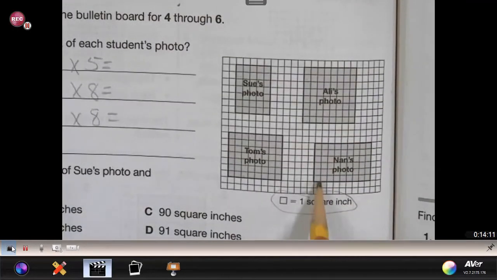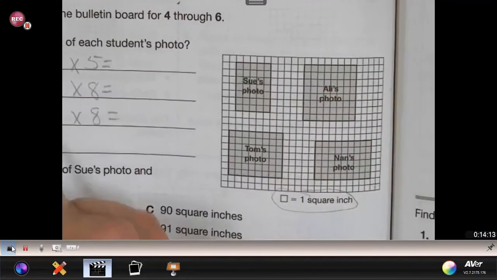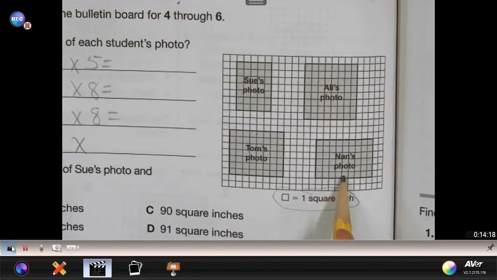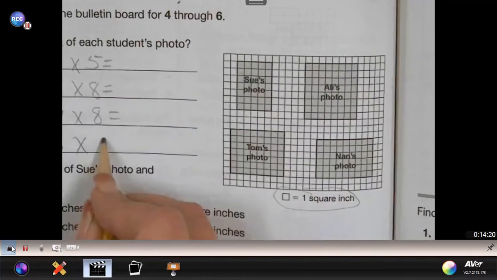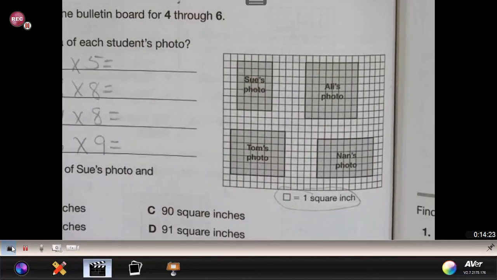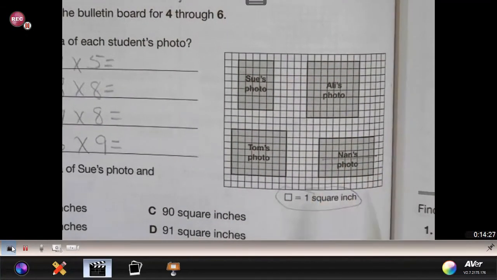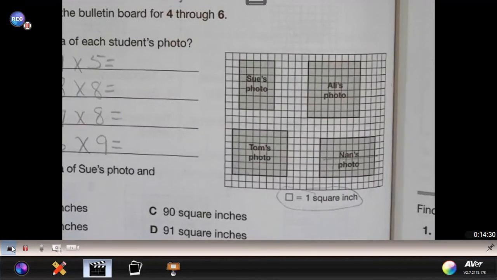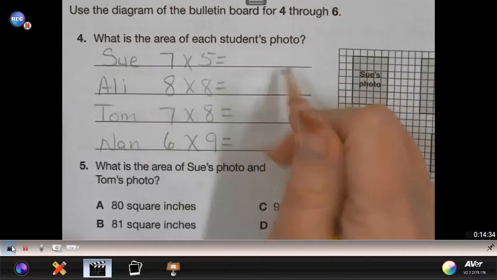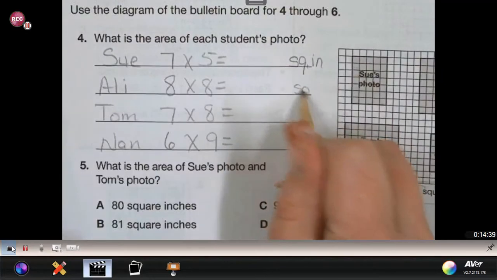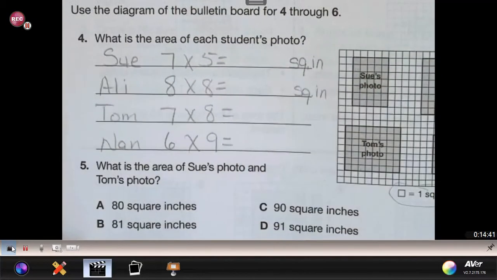And Nan has 1, 2, 3, 4, 5, 6 rows with 1, 2, 3, 4, 5, 6, 7, 8, 9 in each. Now, you might want to break that up into maybe 2 smaller rectangles to help you with that particular problem. I'm going to let you solve for the square inches. Make sure you write square inches in here each time. For number 5, you're putting it on the grid.